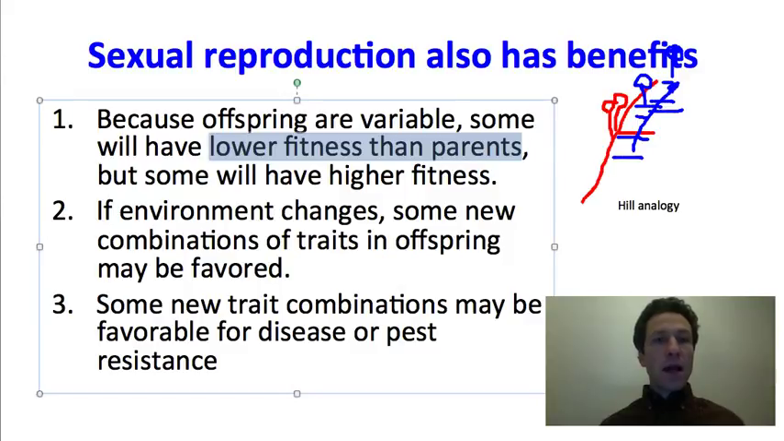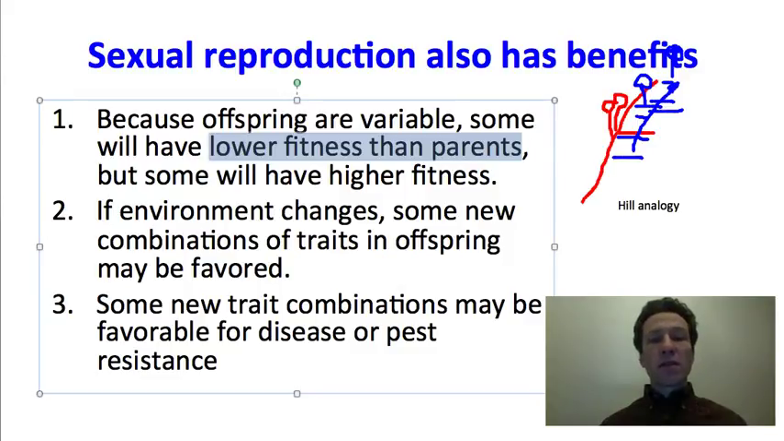is that if the environment changes, then some of the new combinations of traits in the offspring might be favored. So even if the combination of traits the parents had was pretty good, it might not be good under a new environment. And so by making many different offspring with many different combinations of traits, it's a way of hedging bets to make sure that at least some of your offspring will be able to survive in a changed environment.